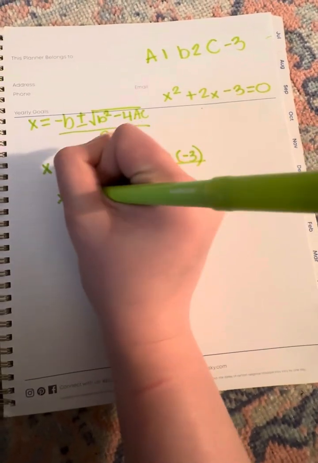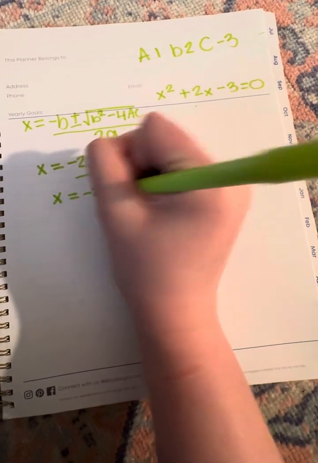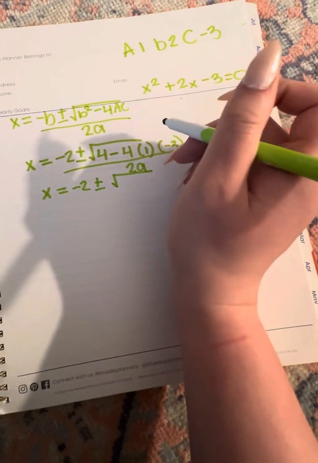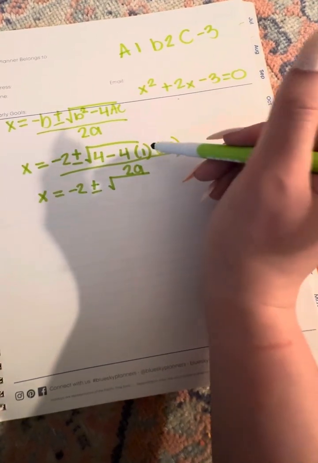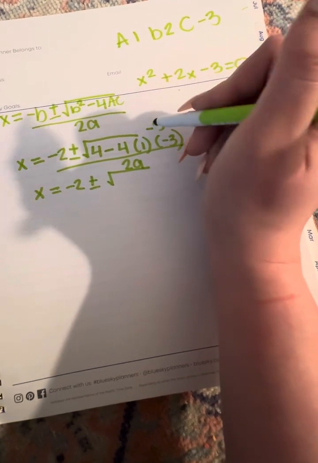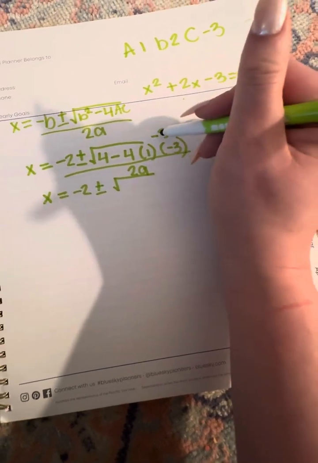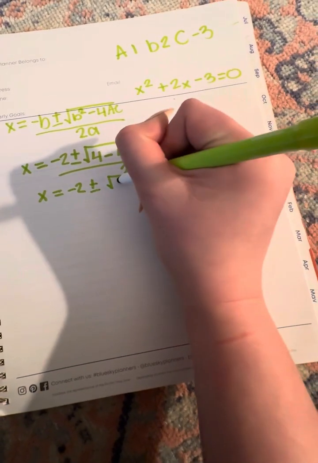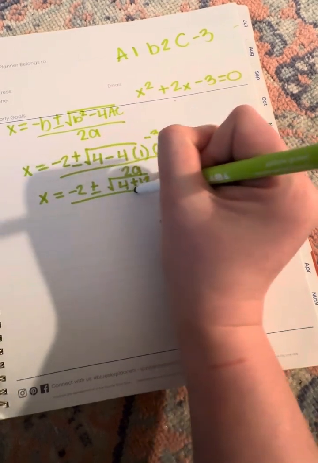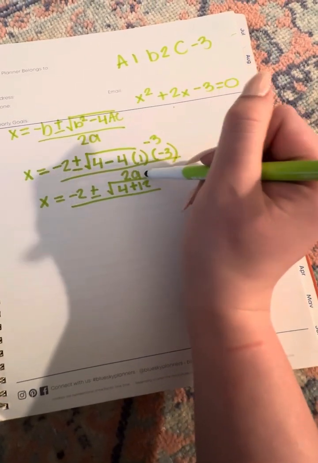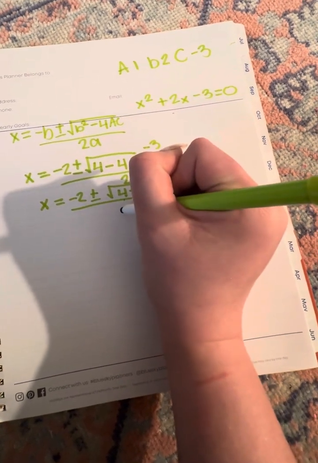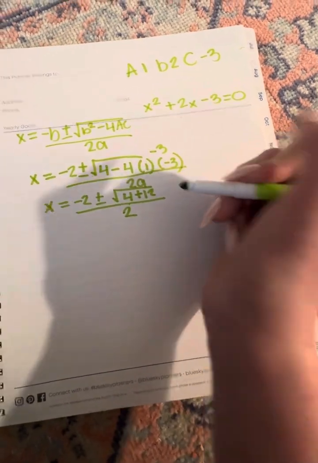So x equals negative 2 plus or minus the square root, and then let's simplify this down. So 1 times negative 3 is negative 3, times negative 4 is going to be positive 12. So it's going to be 4 plus 12 all over, and then 2a, 2 times 1 is 2, all over 2.